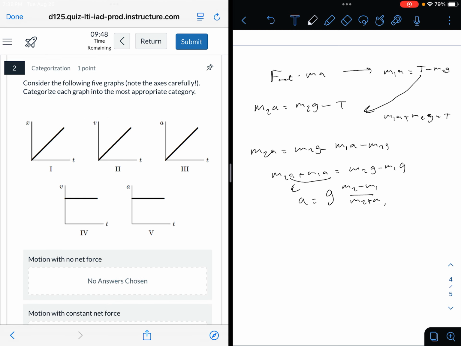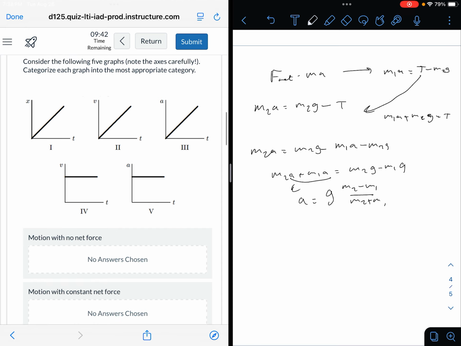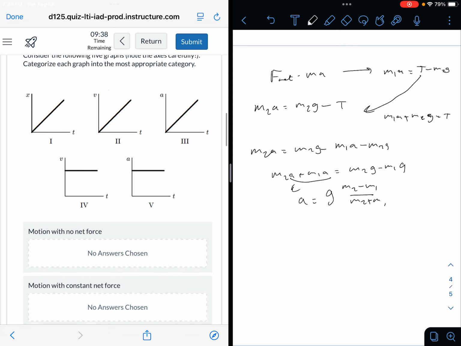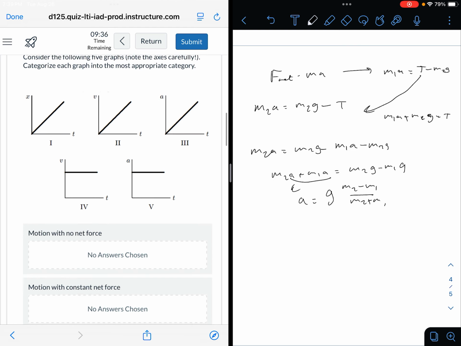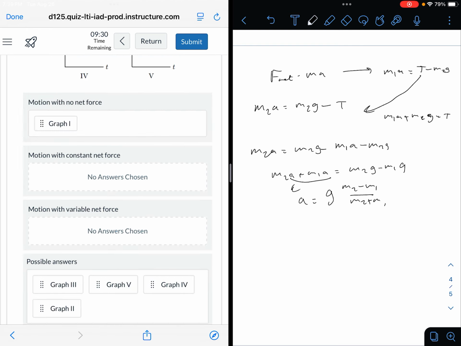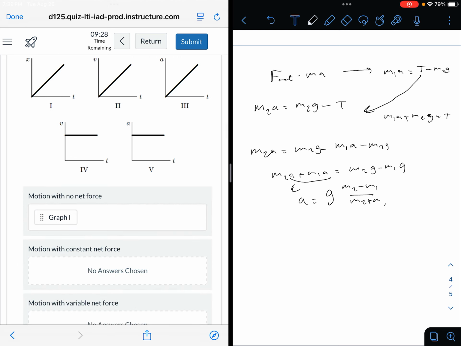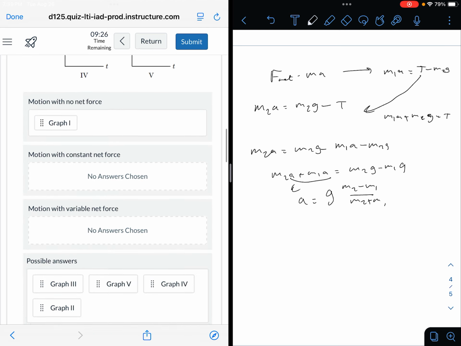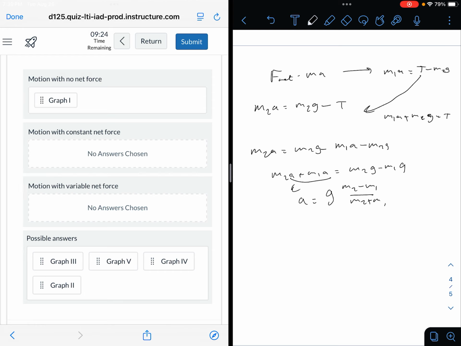Okay, so this is motion with net force, motion without. With no net force, there's going to be no acceleration. And that looks like it's going to be graph 1 and graph 4. Graph 1, because the slope is constant, so the velocity is not changing. And graph 4, because it shows the velocity is not changing over time.